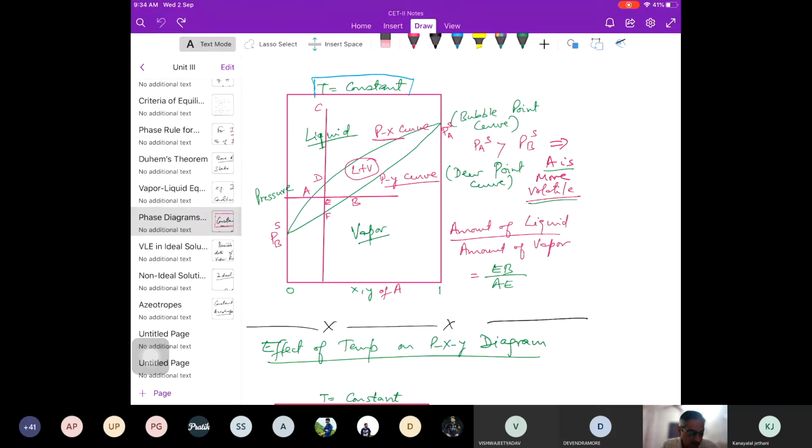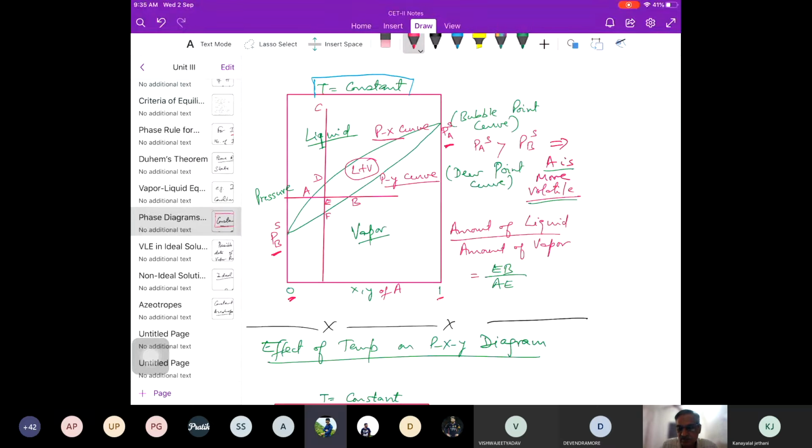So if you see at x equal to 1, that means it is pure A, you get the saturation pressure of A, PAS. And at x equal to 0, that means pure B, xB is 1, xA is 0, it is the saturation pressure of B, right? And what we see is, which is higher? PAS is higher or PBS is higher? PAS. Why?